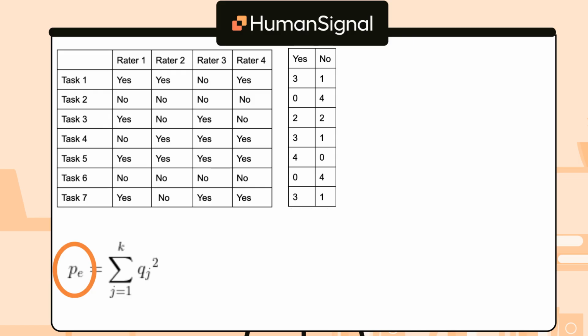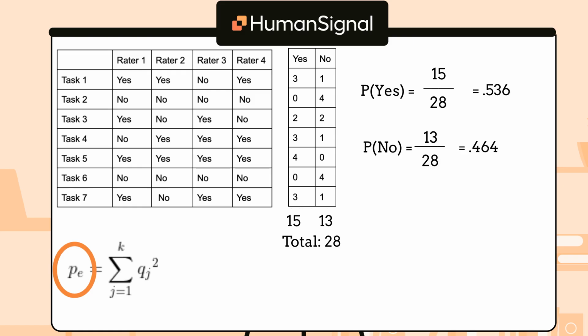Then, we sum each column to get the total number of yeses and nos in the dataset. In this case, yes appears 15 times and no appears 13 times. In total, there are 28 ratings, 7 tasks times 4 raters. Next, we can calculate the probability of each class. For yeses, 15 divided by 28 gives us 0.536, and for nos, 13 divided by 28 gives us 0.464. To calculate the expected agreement, all we need to do is square these values and sum them, giving us a total of 0.503. Now, we need to calculate the observed probability.